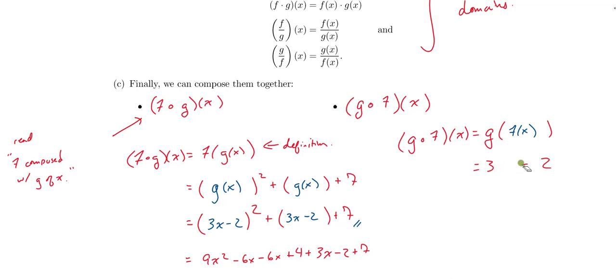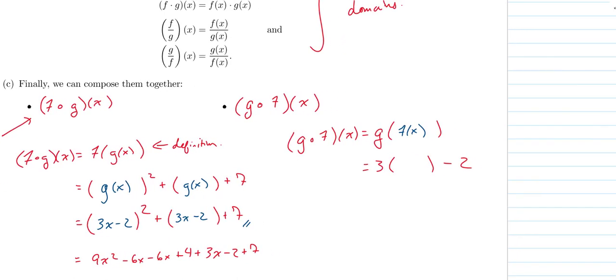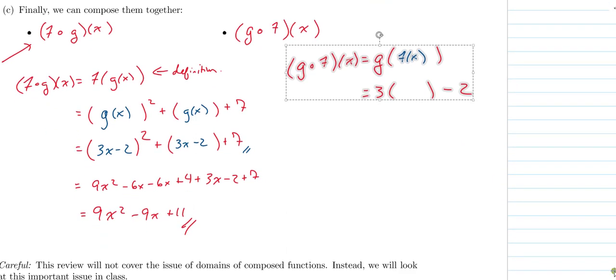Folks, I have an error there. That's not what I meant to write. So my function g of x is 3 times the independent variable minus 2. And I need to give myself even more room. I still didn't get it how I wanted it. So let me scoot this over just a little bit. Clean this up. Sorry, folks.